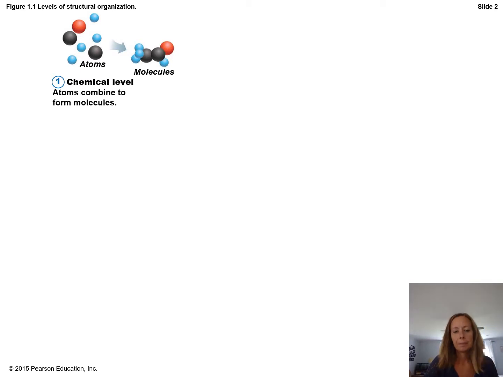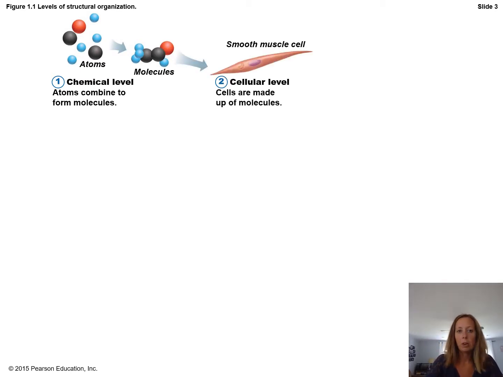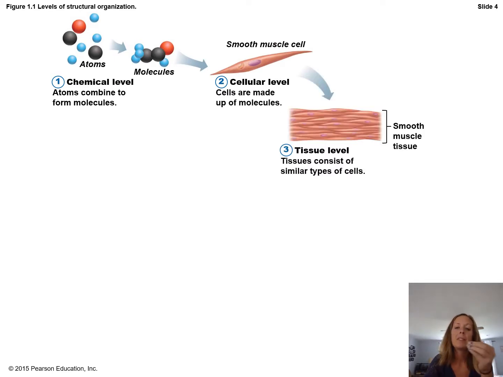So atoms. They call it the chemical level, right? Atoms combine to form molecules. Then we have the cellular level. Cells are made up of molecules. Then we have the tissue level. Tissues consist of types of cells, right? So similar types of cells are going to make up a tissue.